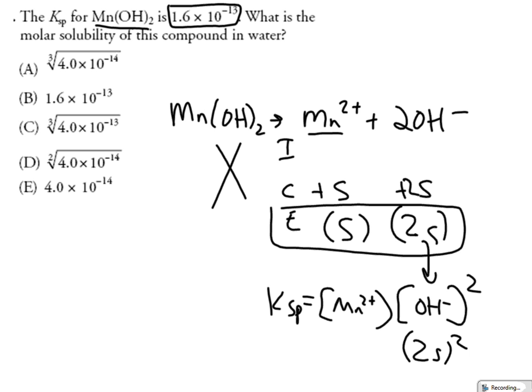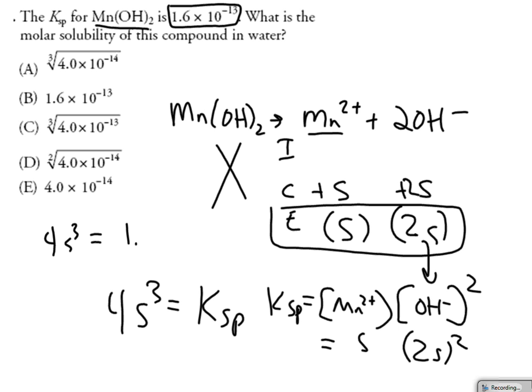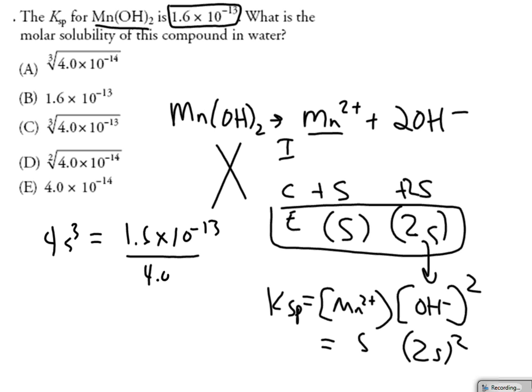Ultimately, I know that Ksp is equal to 4s cubed. So when I go and do my calculations, I basically have 4s cubed is equal to 1.6 times 10 to the negative 13. Remember, we like to do everything in scientific notation, because it makes it easier. In order to get rid of the 4, I divide by 4.0 times 10 to the 0. 1.6 divided by 4 is going to be 0.4.